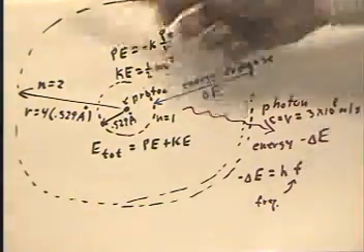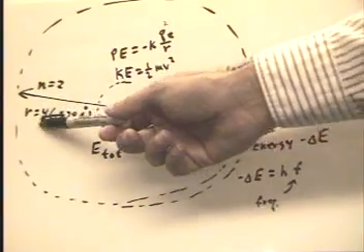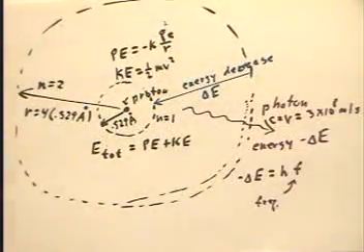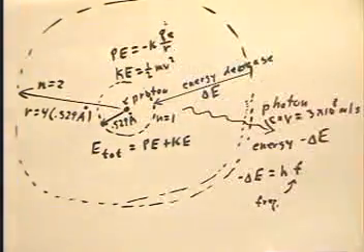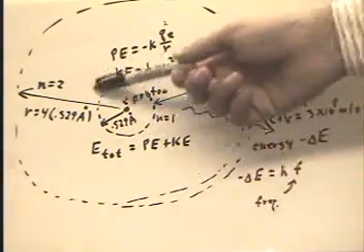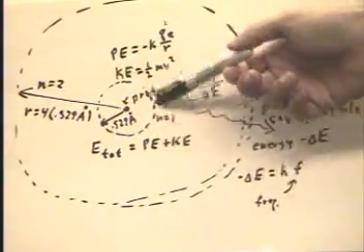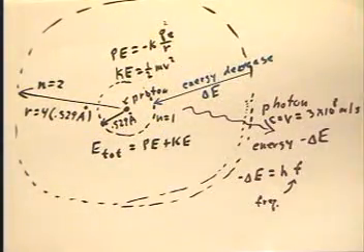What we illustrate here is the n equals 2 orbit. The radius of this orbit would be 4 times the 0.529 angstroms. Remember, it's n squared times 0.529 angstroms. The velocity is not indicated here, but it would be approximately half of the 2 times 10 to the 6th meters per second, or about 1 times 10 to the 6th meters per second.